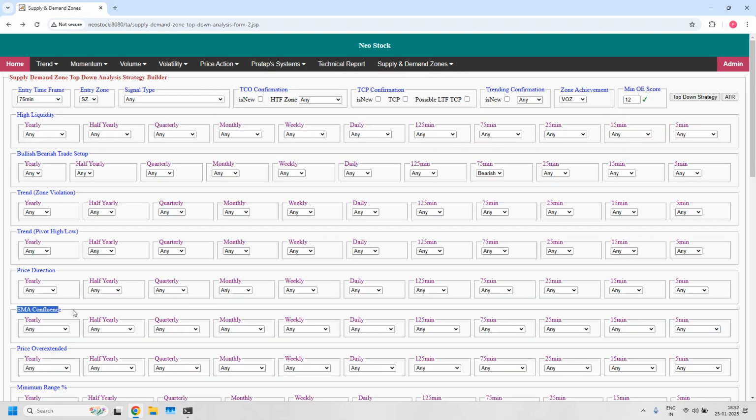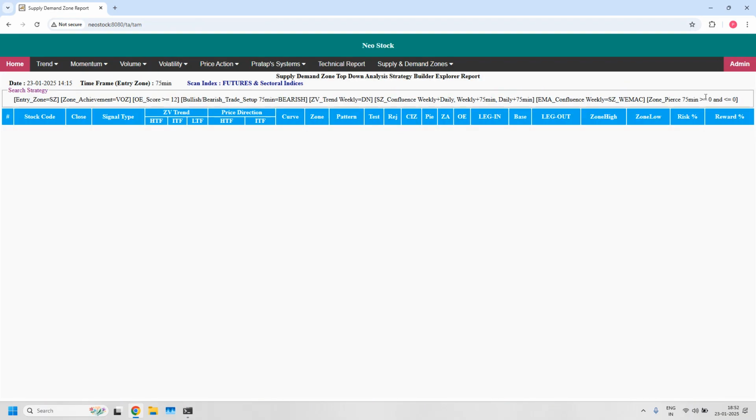Let's verify. In the EMA confluence, weekly time frame, weekly supply zone having weekly EMA confluence filter is enabled, and trend on weekly should be downtrend, should not be sideways because it is bearish trade setup. So let's verify. So that stock is not having EMA confluence, weekly EMA confluence. So this is about bearish trade setup for weekly income trade.